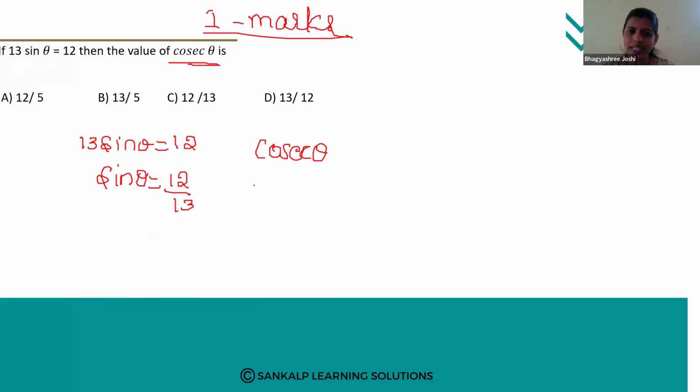Yes. So cosec theta means what? 1 divided by sin theta. So it is a reciprocal relation. 1 divided by sin theta. So sin theta value is 12 divided by 13.